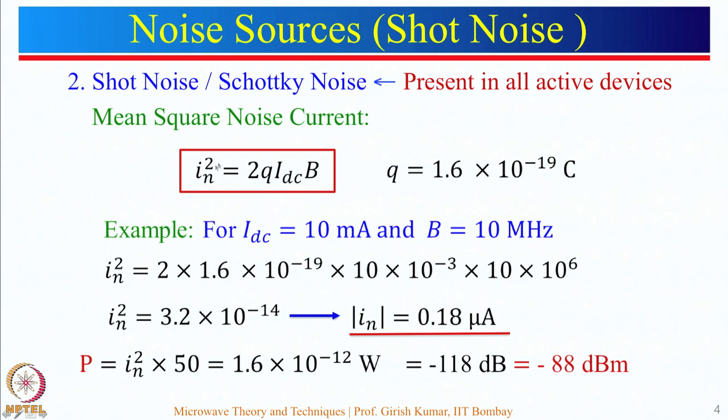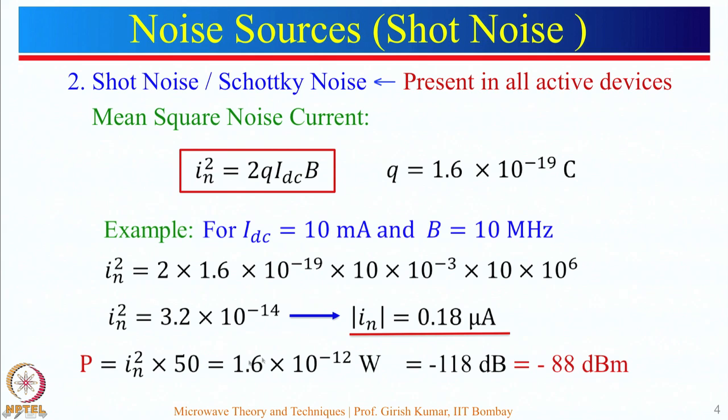So, let us say now IDC is equal to 10 milliampere and B is equal to 10 megahertz. So, let us see what is the value of IN square. So, IN square is given by 2 times Q, 1.6 into 10 to the power minus 19, times IDC, which we have taken as 10 milliampere, times B, the bandwidth, which is 10 megahertz. So, from here if we calculate the value of IN, that comes out to be 0.18 microampere.